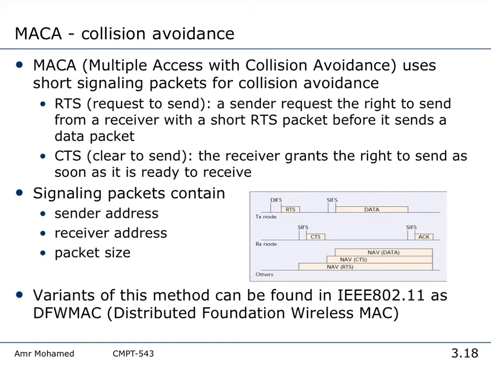So another way of increasing the efficiency. So we talked about reservation as a way of increasing the efficiency. Another way of increasing the efficiency is by trying to avoid the collision. Okay. So again, we're not eliminating the collision, but we will try to avoid it as much as we can. And one of these techniques is what we are familiar with, which is MACA, or multiple access with collision avoidance, which uses short signaling packets for collision avoidance.